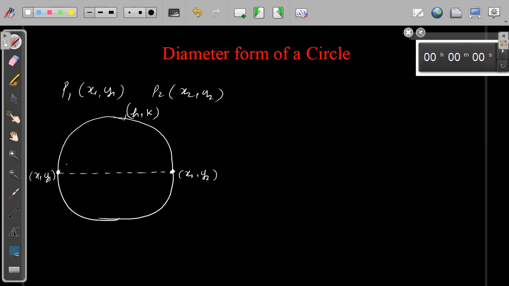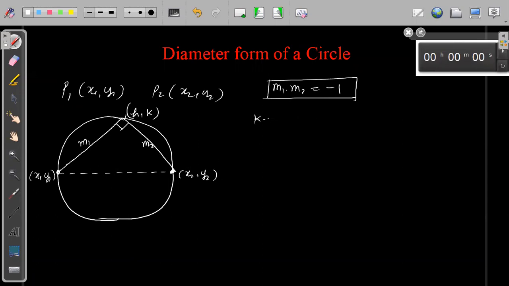If I join this line and this line, the angle between these two lines will be 90 degrees. So I will write the slopes of these lines. Let's say this is M1 and this is M2. We know that the slope M1 into M2 equals -1, because these two lines are perpendicular to each other. So I will use this form.